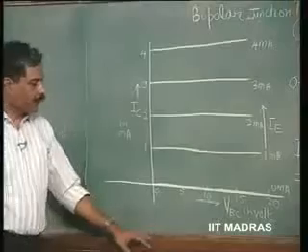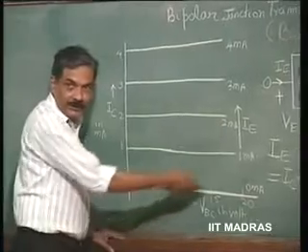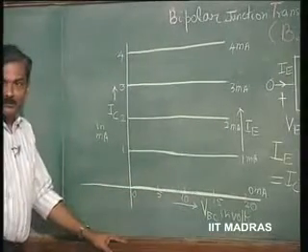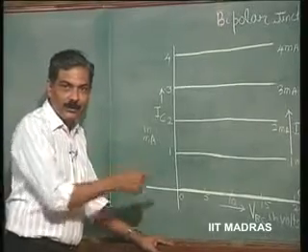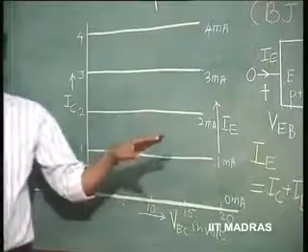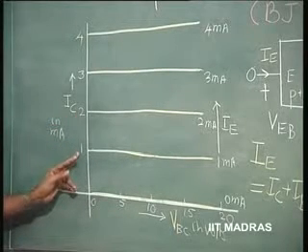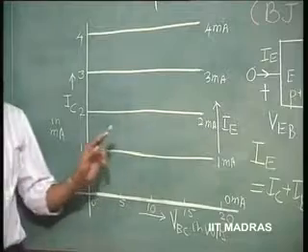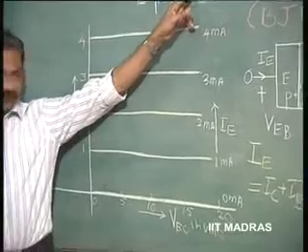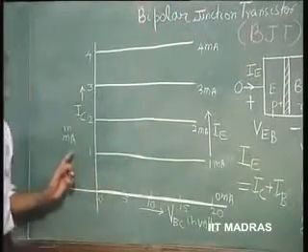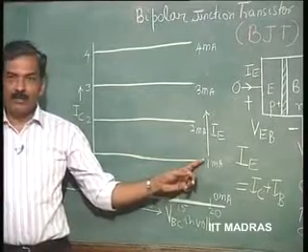Now, let us look at its characteristic in a pictorial sense. Whatever be the base to collector voltage, the reverse bias voltage, the collector current is almost independent of the base to collector voltage. It depends only on emitter current. If emitter current is 1 milliampere, for example, collector current is going to be very nearly 1 milliampere. So, this is emitter current, this third parameter. As emitter current is being varied, how does collector current vary? Collector current remains constant at nearly 1 milliampere.